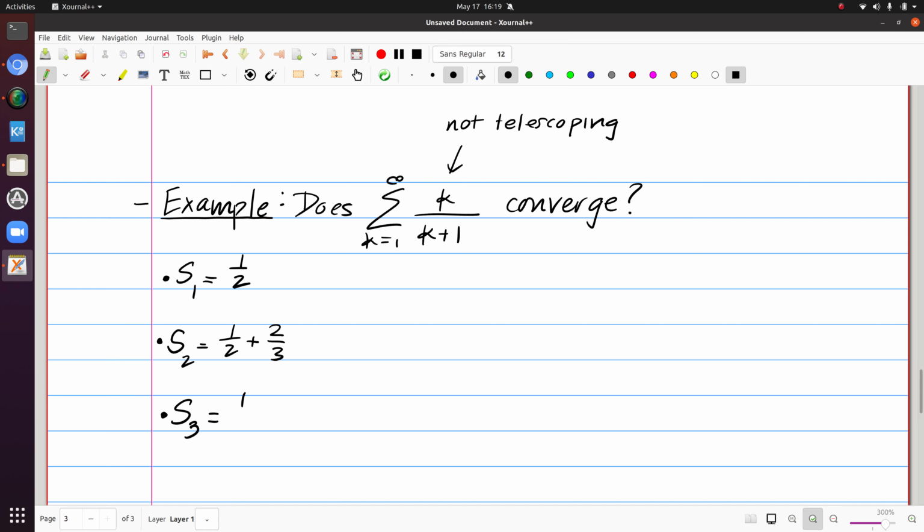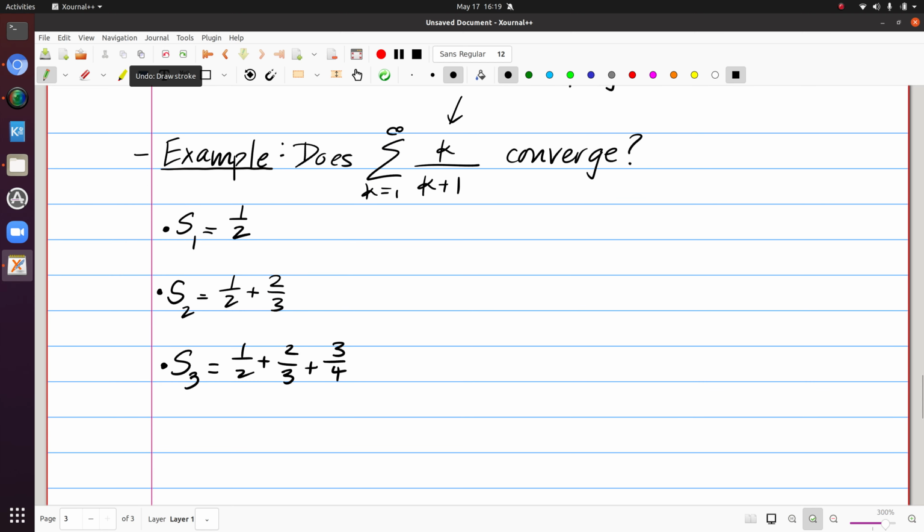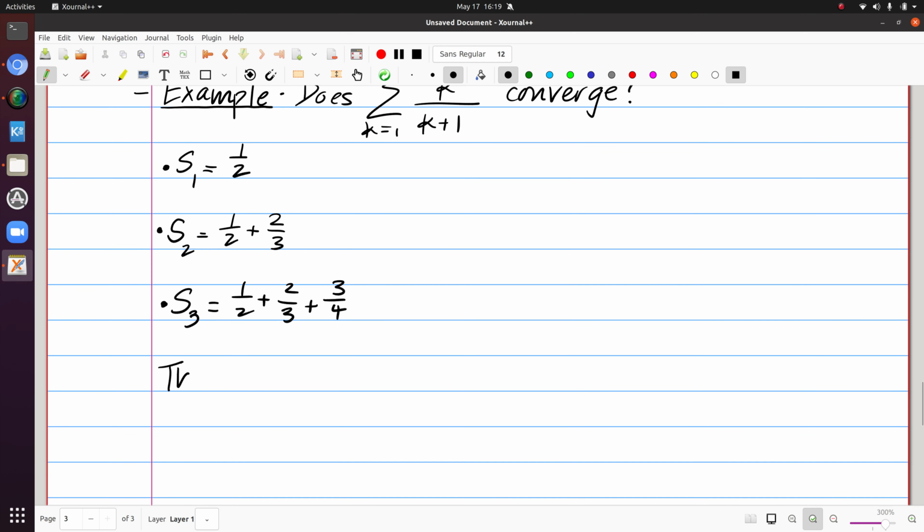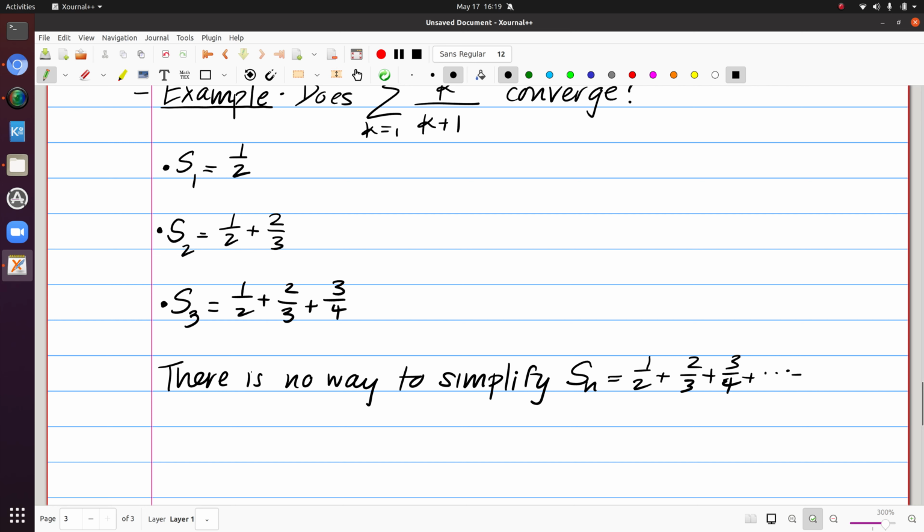Third partial sum is the sum of the first 3 terms. So notice that there's no cancellation here, and in particular, there's no obvious way to simplify the nth partial sum, which at best I could start to express as 1/2 plus 2/3 plus 3/4 through n over n plus 1. So I can write it like that, but being able to write it like that doesn't allow me to find the limit.